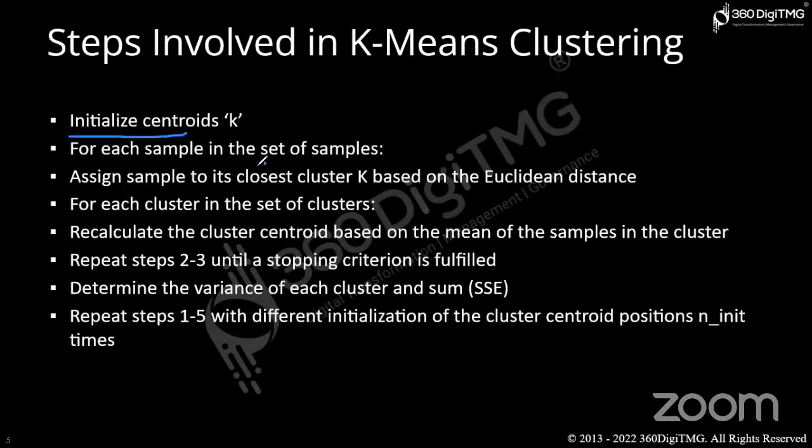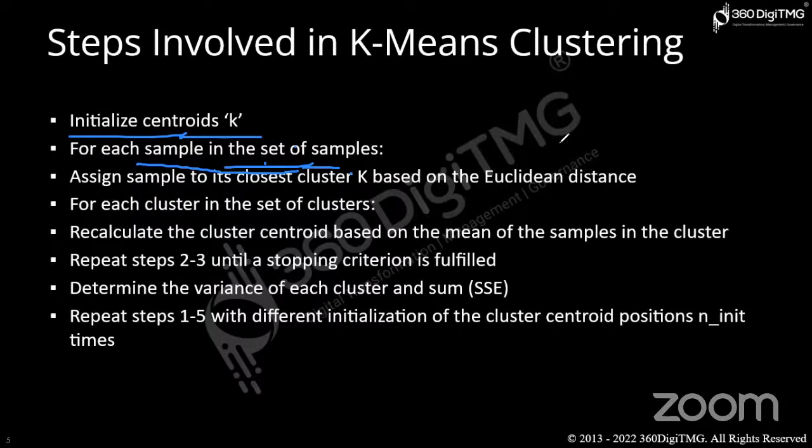First, initialize the centroid for each sample in the set of examples. You can give any value of k, beginning from 2. Once the k value is assigned, it will calculate the distance. What is the Euclidean distance here? It is simple: it is the distance between 2 points.